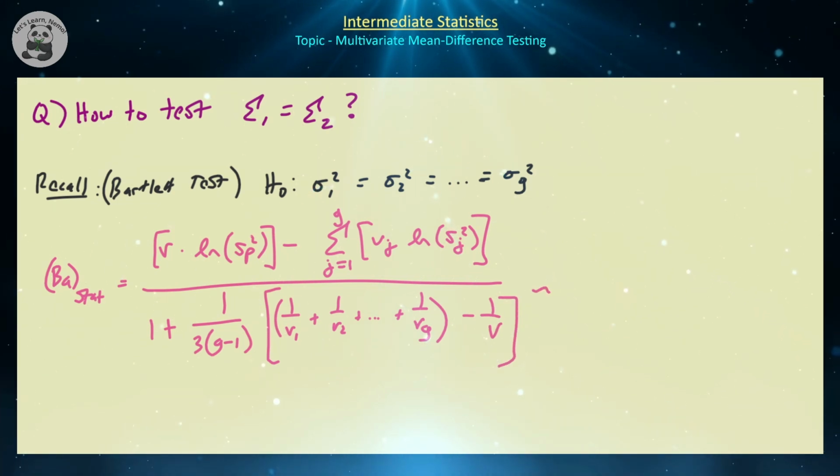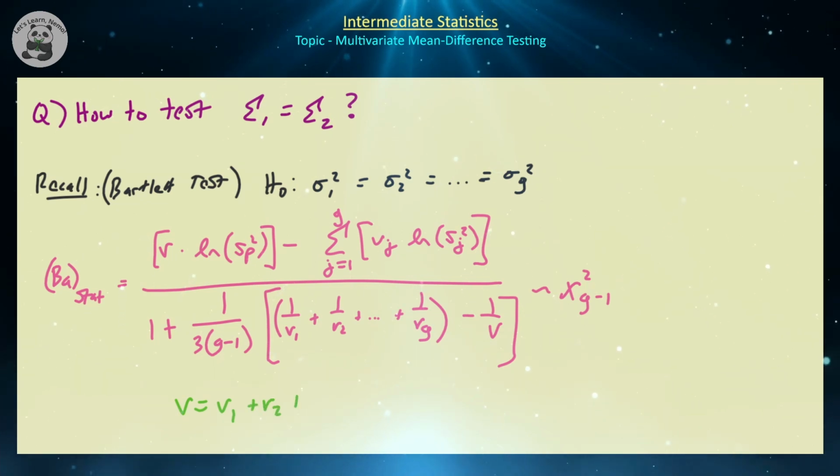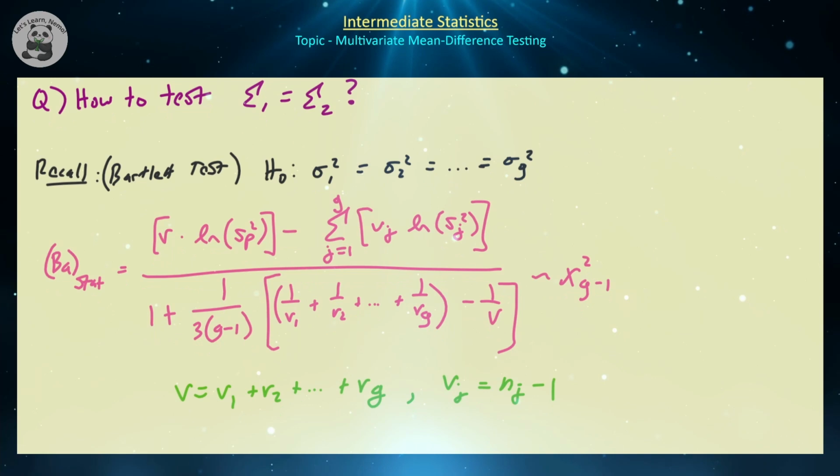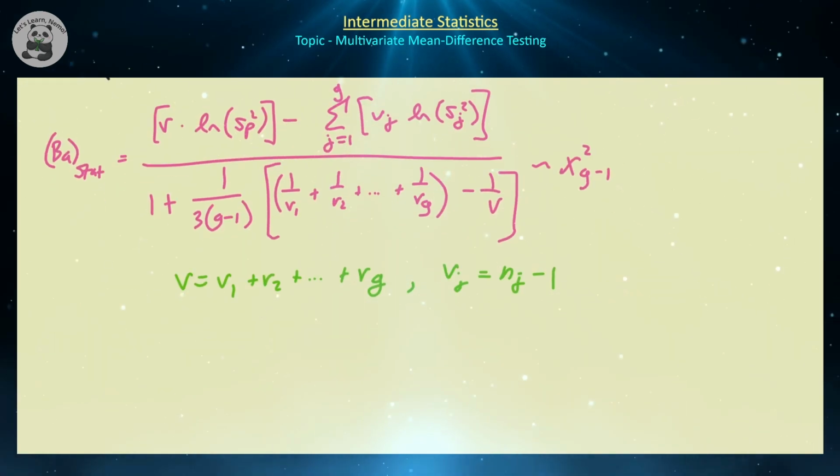And this is going to be associated to a chi-squared g minus 1 distribution as long as your sample sizes are relatively large, and each of these populations are associated to a normal distribution. A couple clarifications on terms of notation. Nu is equal to nu1 plus nu2, all the way down to nu g, and nu j is just going to be equal to nj minus 1, because we do not mandate that the samples need to be the same exact size. Right? So that is your Bartlett test statistic, and that'll give you sufficient evidence to believe that all of the variances are equal.